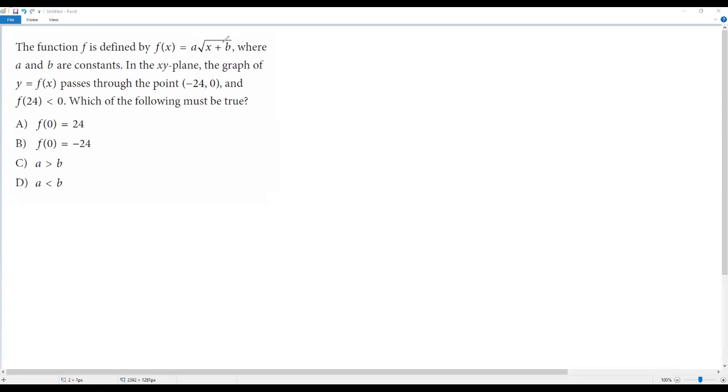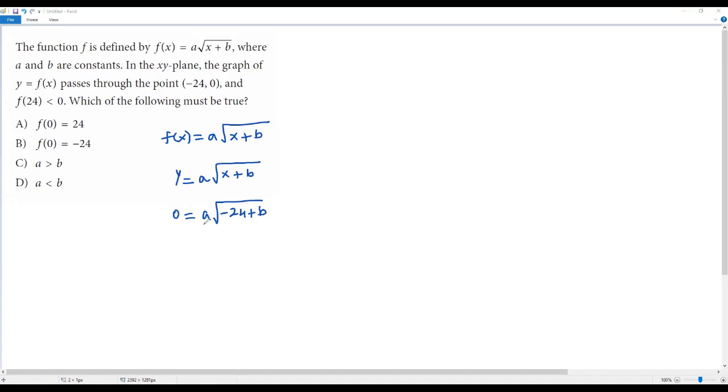Okay, now let's take the given function as it is, that is f of x equals a times square root of x plus b. Since y equals f of x, we can replace f of x by y, then we get y equals a times square root of x plus b. Since the graph passes through the point (-24, 0), we can plug in the x coordinate -24 for x and y coordinate 0 for y. Then we get 0 equals a times square root of -24 plus b.